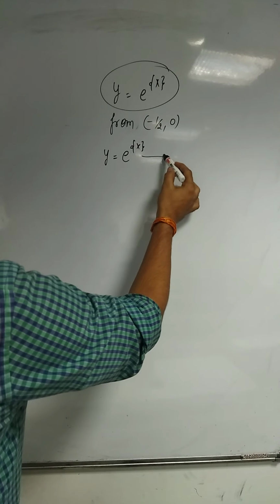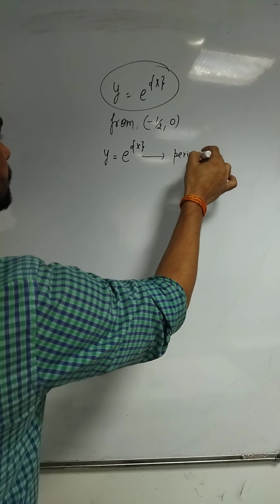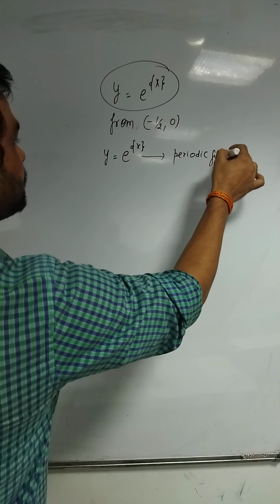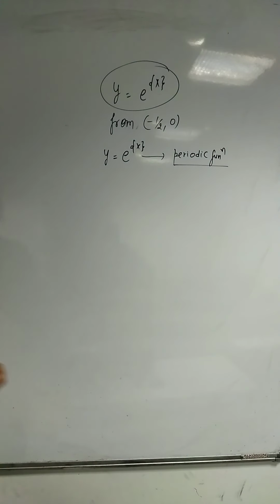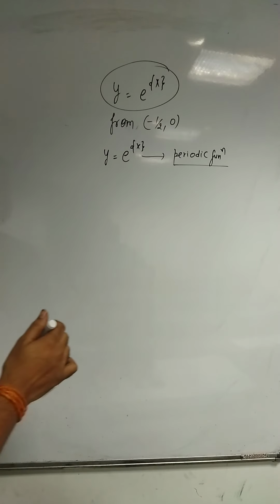This is a periodic function. Fractional part of x is periodic, that's why e to the power fractional part of x is also periodic, and the period is 1.